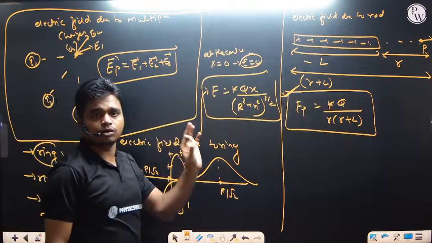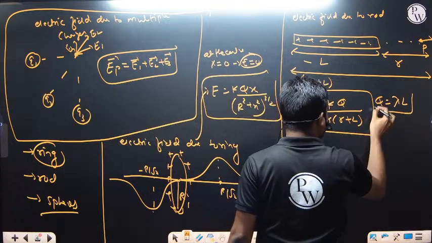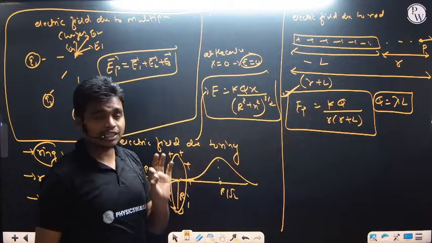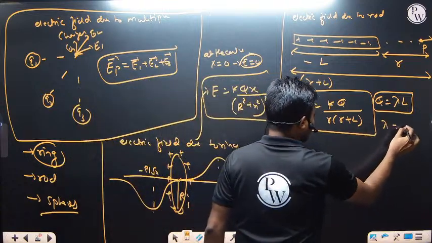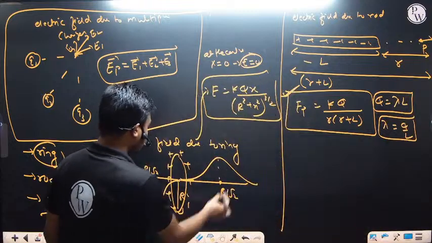Remember this formula, note it down, it is a direct formula. Sometimes we write Q in terms of lambda into L. So what is lambda? Lambda is the linear charge density, charge per unit length. Lambda is equal to Q by L also, right? Next, electric field due to a ring is done.